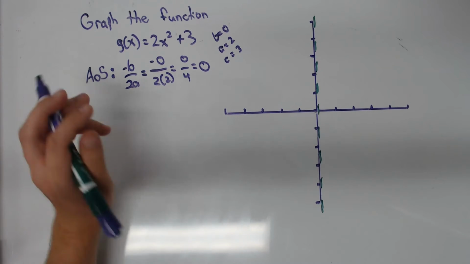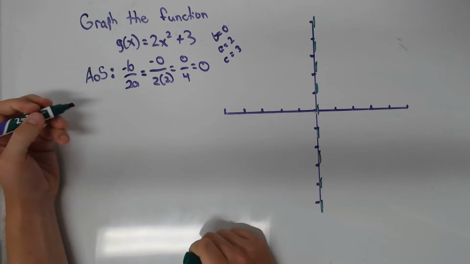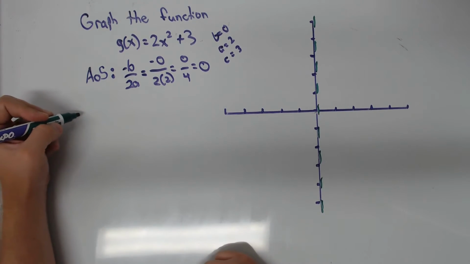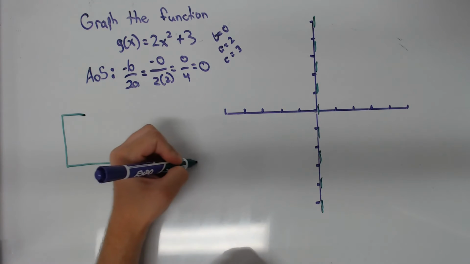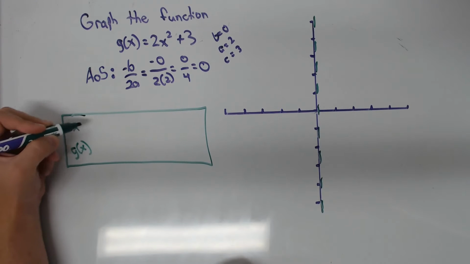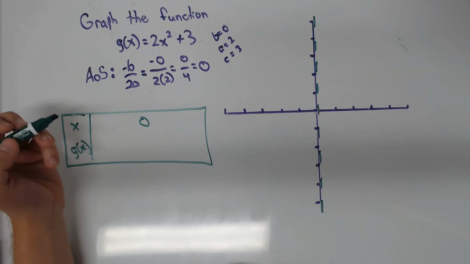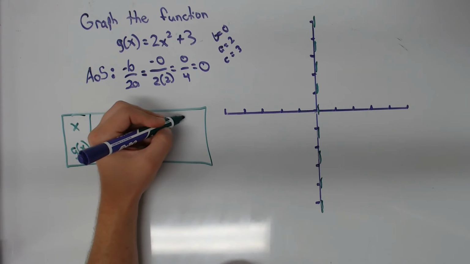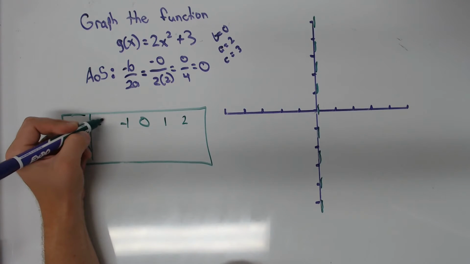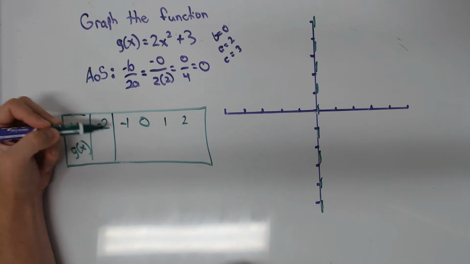And now I'm going to make my table. So I'm going to try and make a table of values that can hold at least 5 points. And I'm going to put 0 smack dab in the middle, because that's my axis of symmetry. And then 1 and 2, -1 and -2, just to get a nice shape of the U around the vertex.